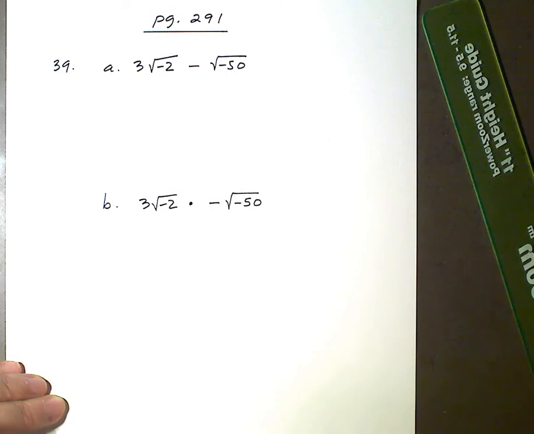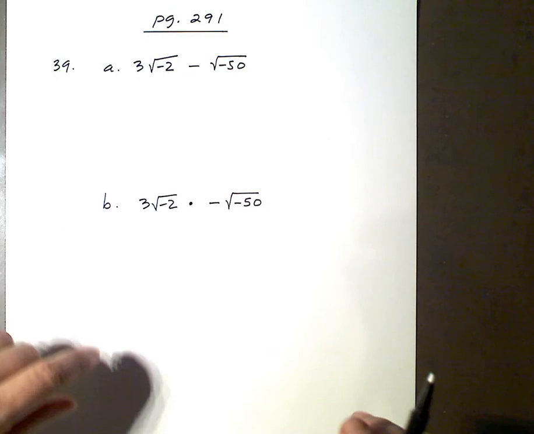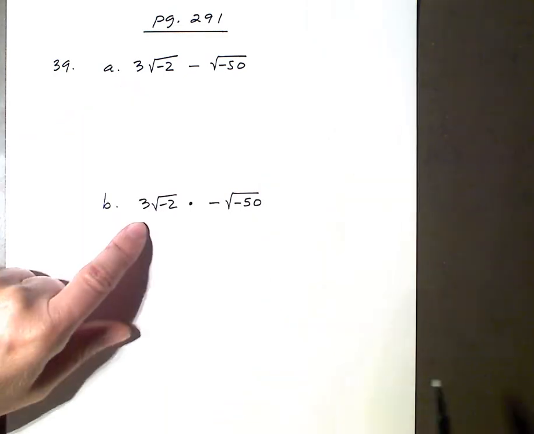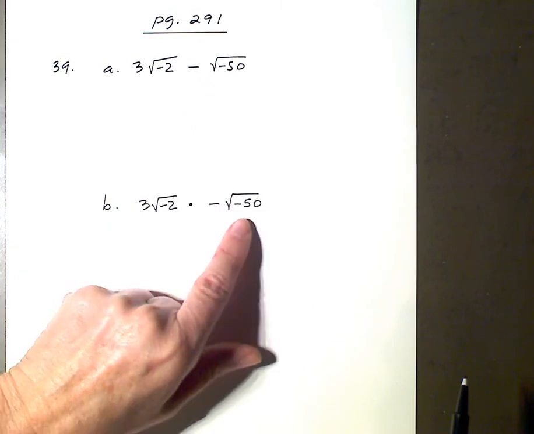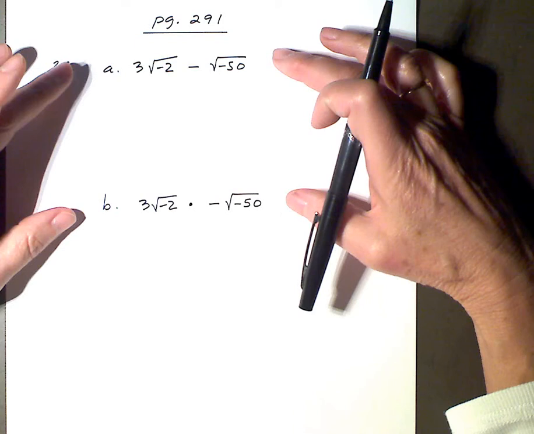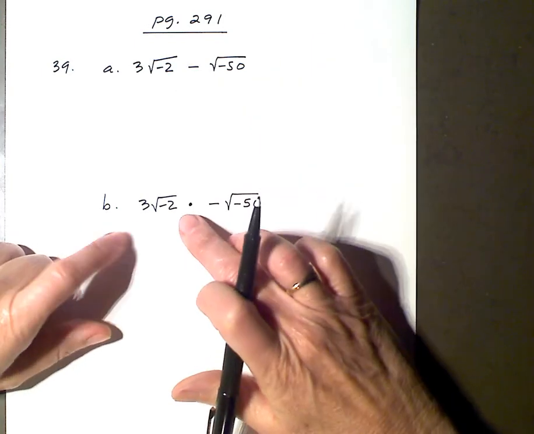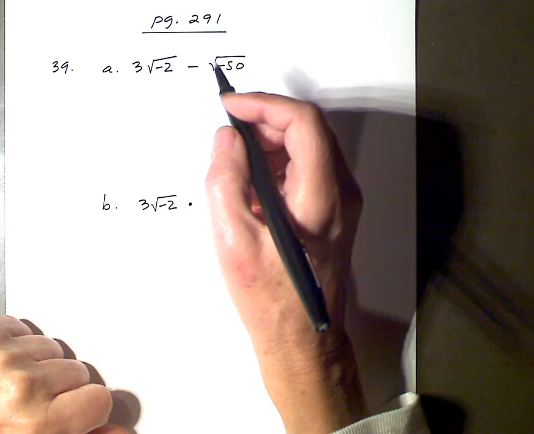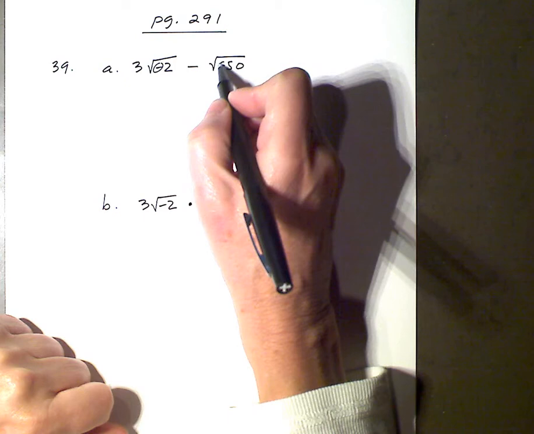Okay, this is number 39 on page 291, and I have part A and B, and you'll notice that I have 3 times the square root of negative 2 and the square root of negative 50 in both expressions, but they're being subtracted in the first expression in part A, and they're being multiplied in part B. So for the subtraction, either way, I have to take the i's out first, and meanwhile I'll simplify.